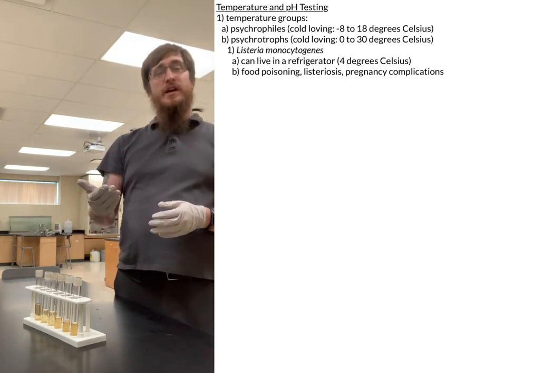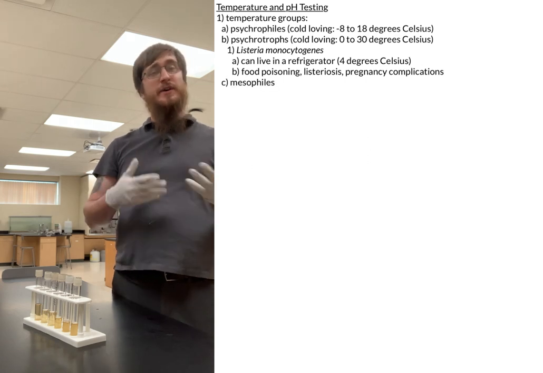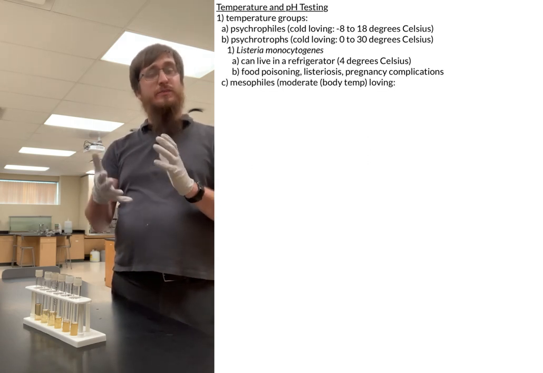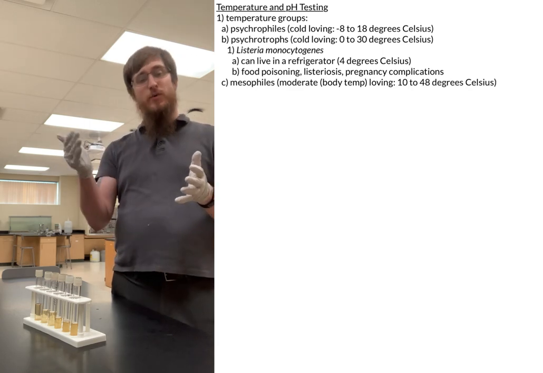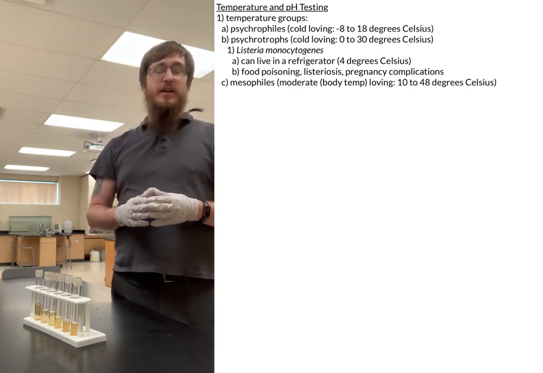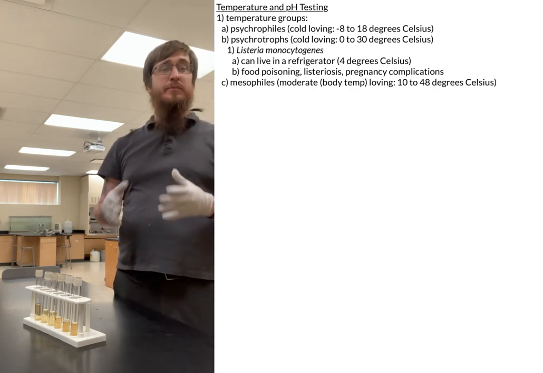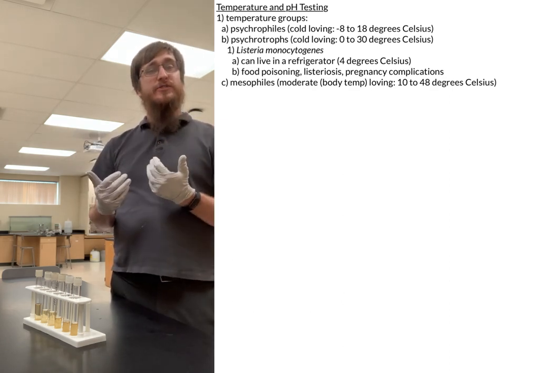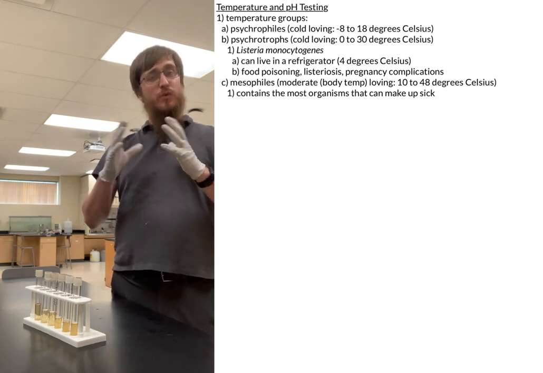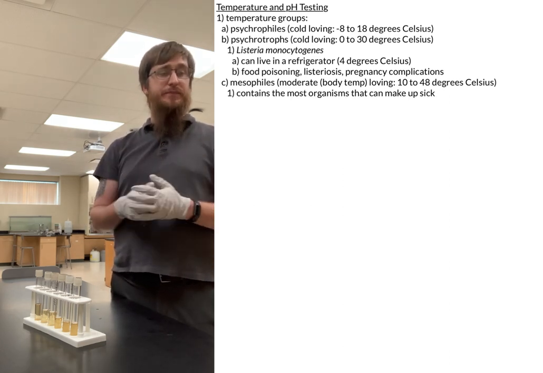The next group that we have is the mesophiles. And the mesophiles are our body temperature organisms. They like to live between 10 degrees to about 48 degrees Celsius. And this is by far the group that we are the most concerned with, because they live in body temperature. So that's going to be the group that has the most organisms that are going to make us sick.